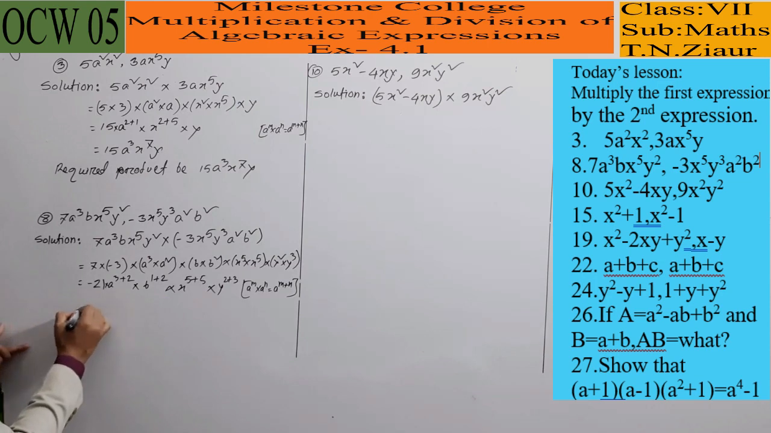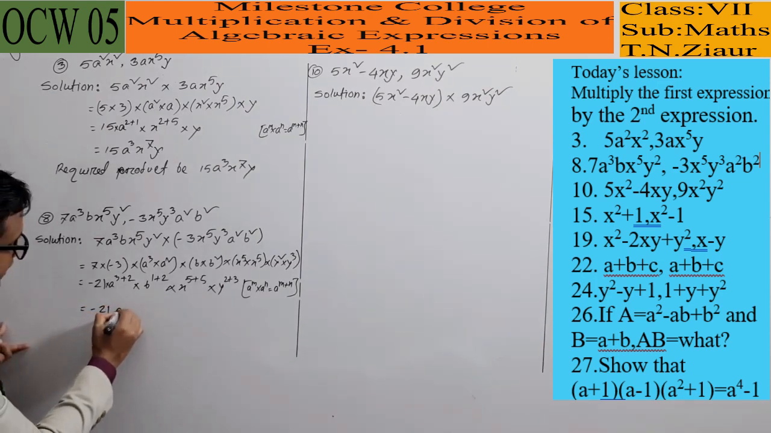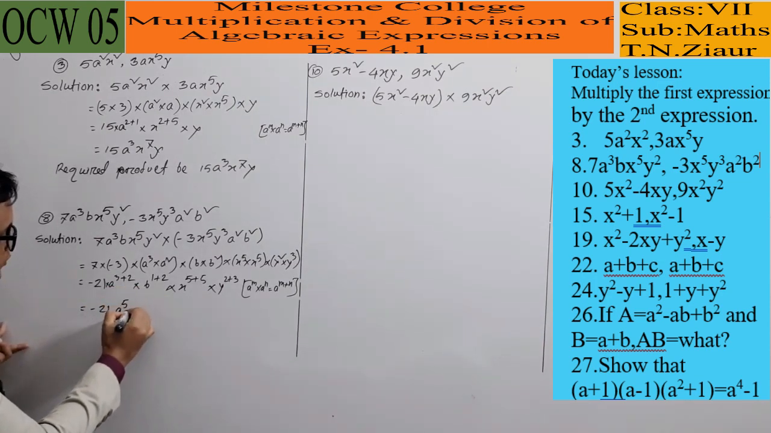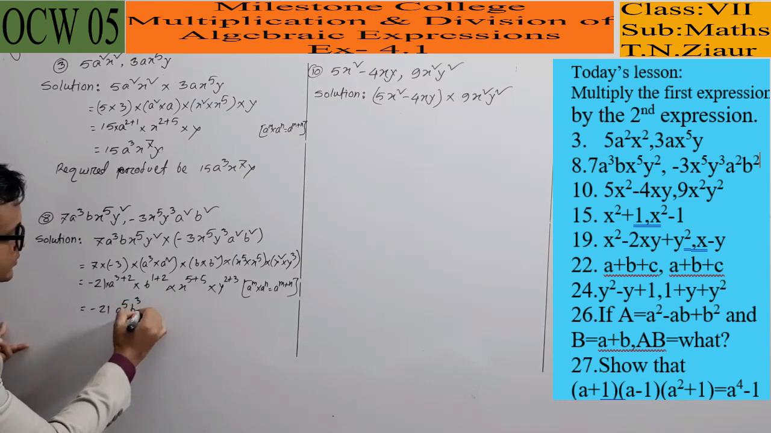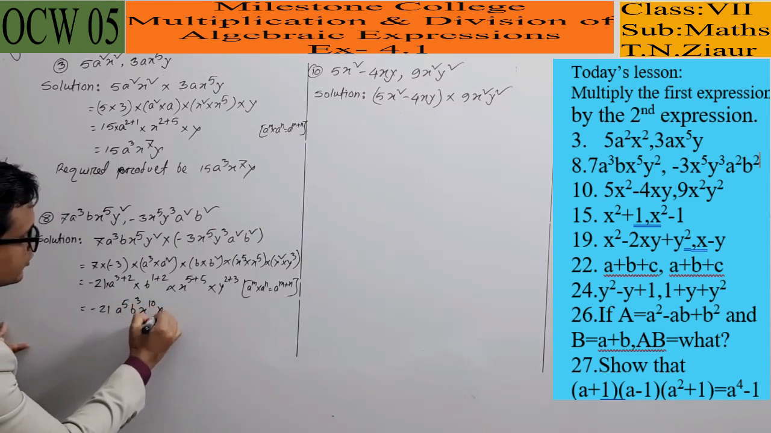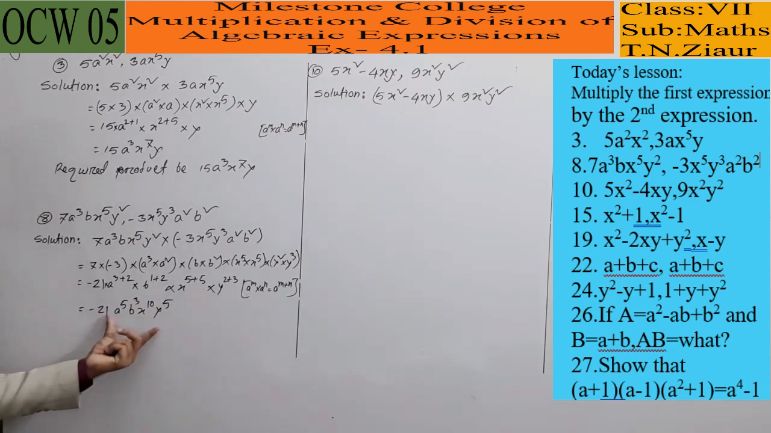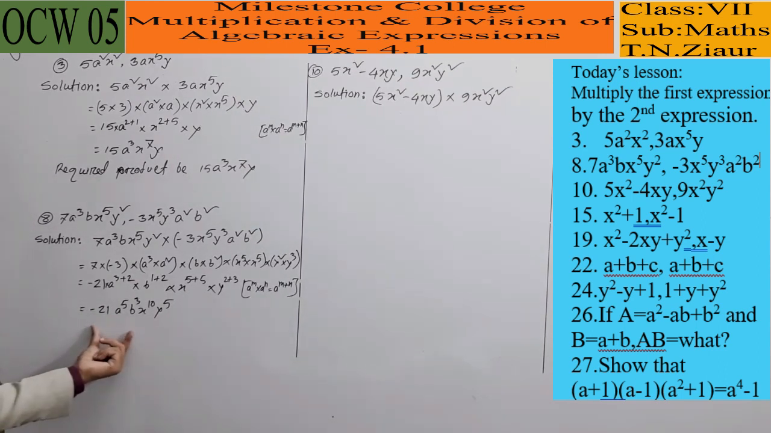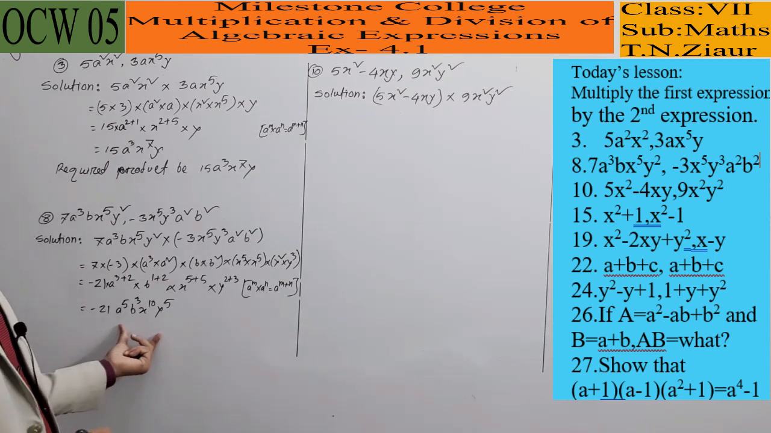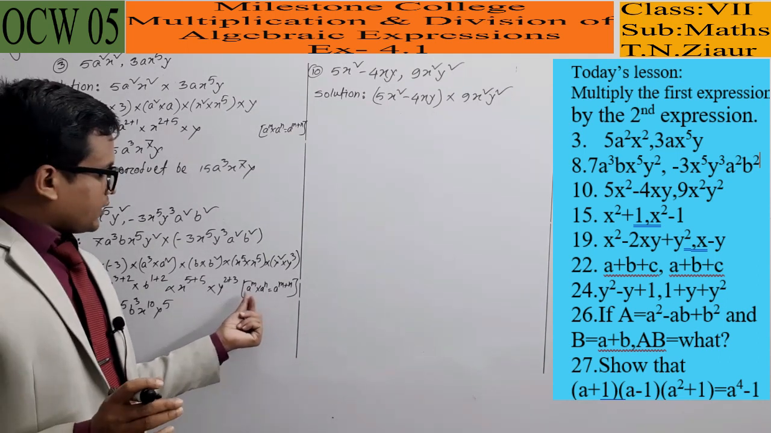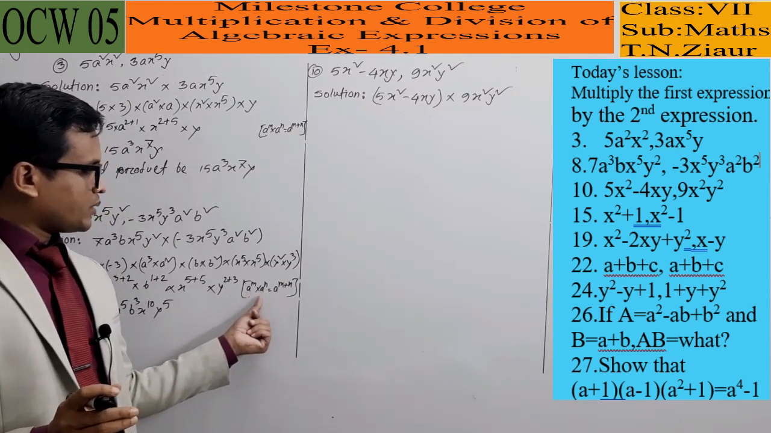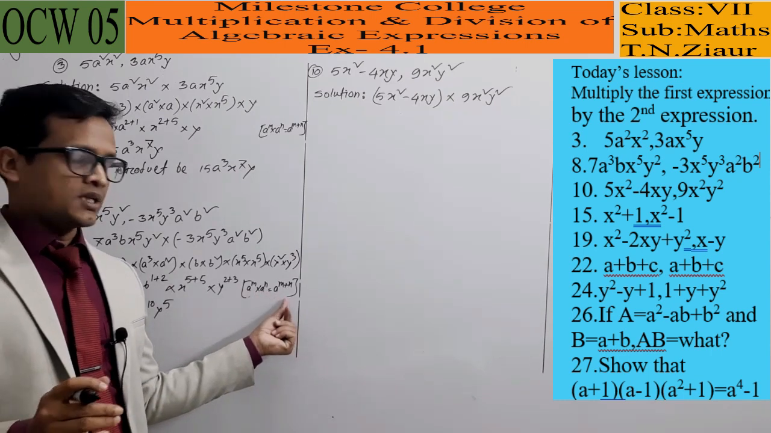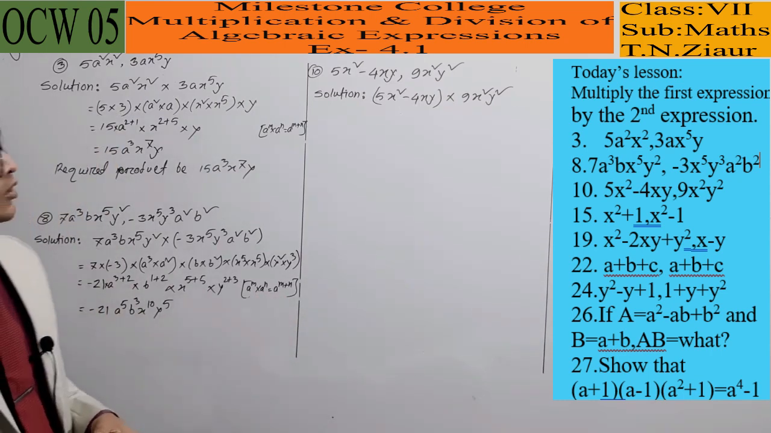Okay, so now minus 21, a to the power 5, b cube, x to the power 10, y to the power 5. This is the required product. Have you understood this one is the required product? This one is the answer. Okay, by using this formula, a to the power m into a to the power n, a to the power m plus n, then you can solve this problem.